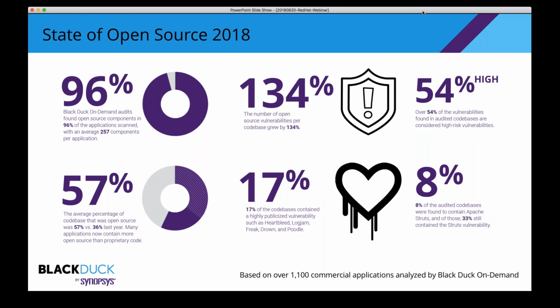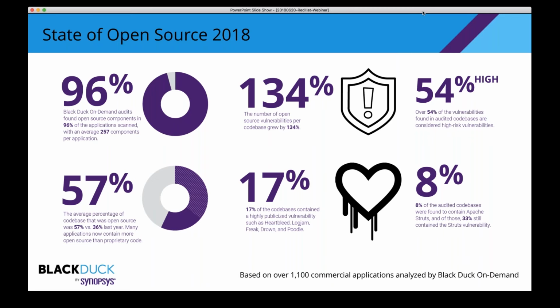As you can see, 134% more vulnerabilities were found this year than last year, and 54% of those were categorized in the high vulnerability range. But also, old vulnerabilities aren't going away. As you can see, 17% still contained well-known vulnerabilities such as Heartbleed, Freak, Drown, Poodle that were publicized about 4 or 5 years ago. And then we see that 8% of these applications actually had Apache Struts, and a third of those applications still have the Apache Struts well-documented vulnerability that we'll actually discuss here in a minute.